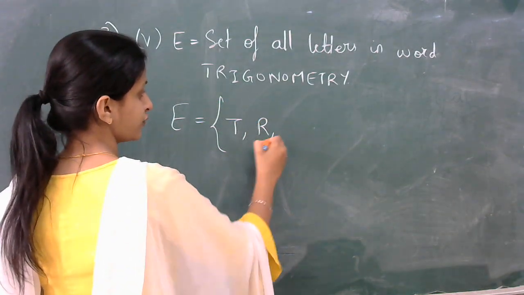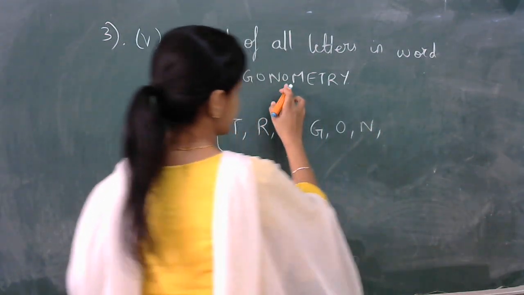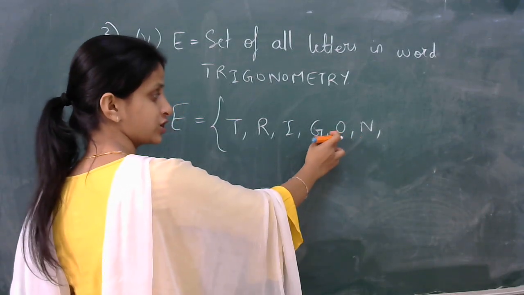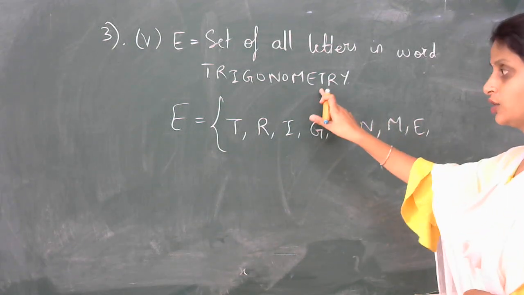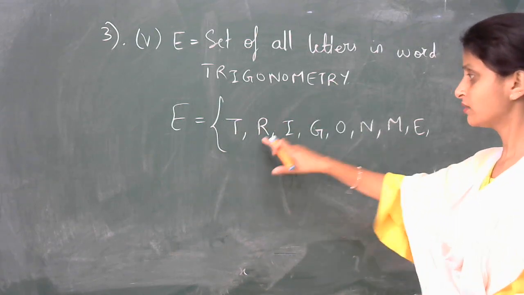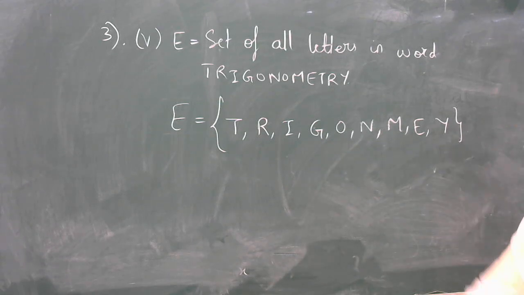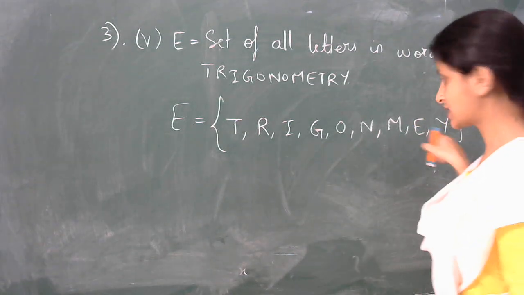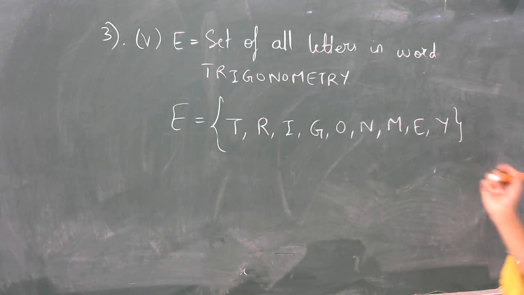So let us write this set in roster form now. T, the letters of the word trigonometry: R, I, G, O, N, C. This next O you will not mention again because I have already mentioned it once. Next is M, next is E. Next, you are again not going to write this T because T is already mentioned once. Next is R, R also you are not going to mention again. Last is Y. So you have expressed the set in roster form. Elements of the set are listed, they are separated by commas, and they are enclosed within flower brackets.